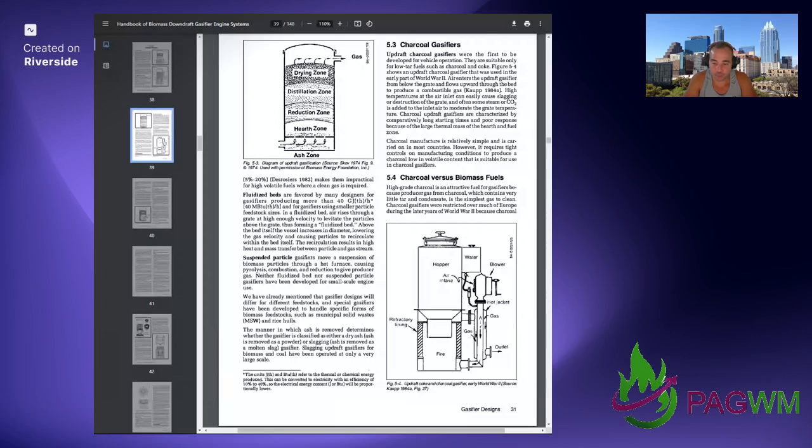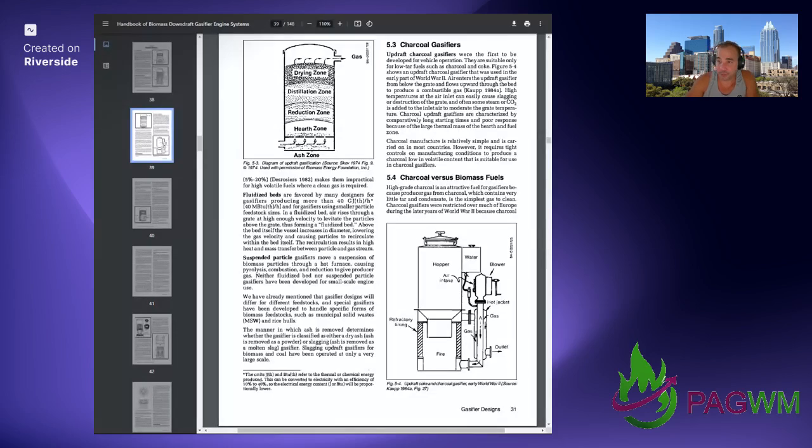The manner in which ash is removed determines whether the gasifier is classified as either a dry ash gasifier, where ash is removed as powder, or a slagging gasifier, where ash is removed as molten slag. Slagging updraft gasifiers for biomass and coal have been operated only at a very large scale.